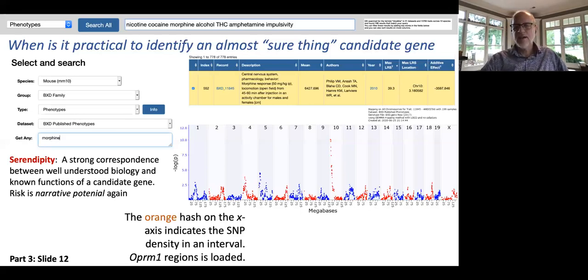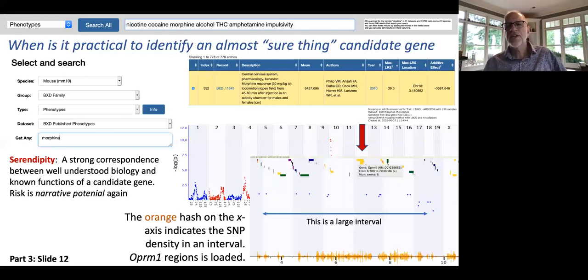The locus is relatively large. It goes from about 3.5 megabases to 9.5 or even 10 megabases. But there is just a brain-dead obvious candidate gene here, and that's the mu-opioid receptor.